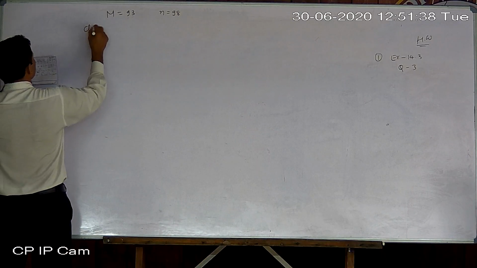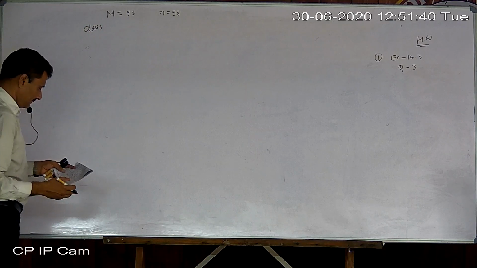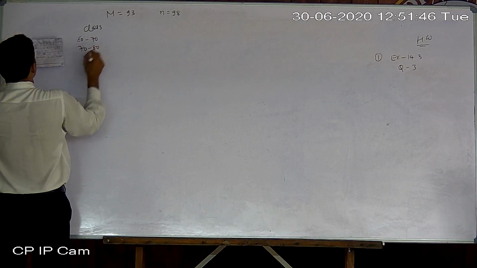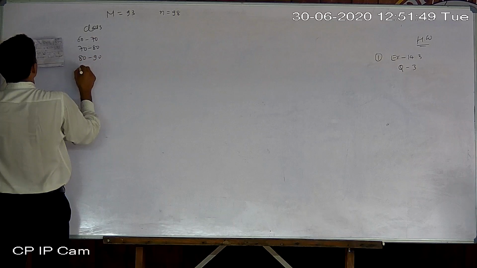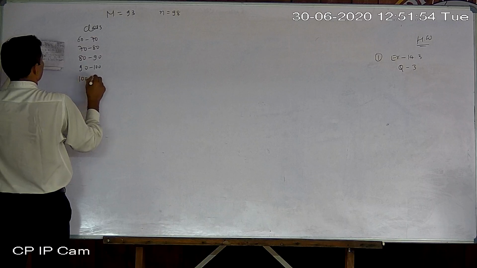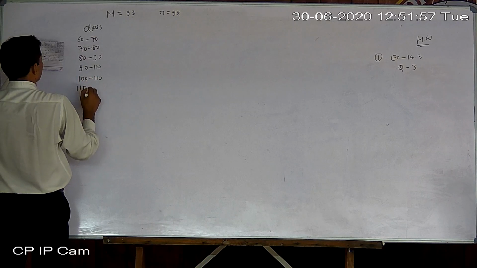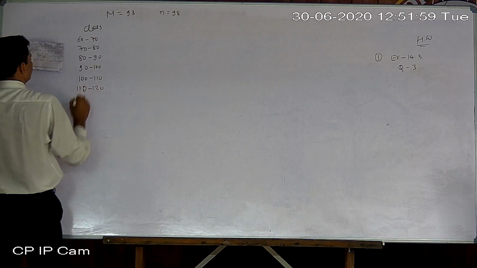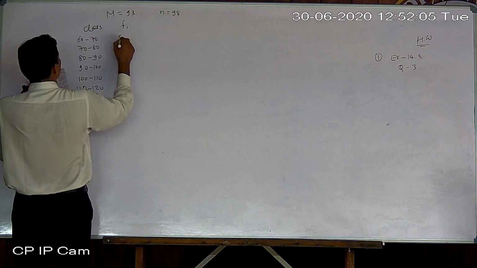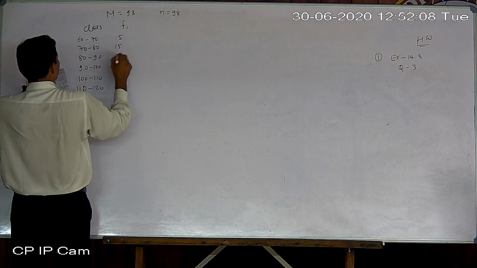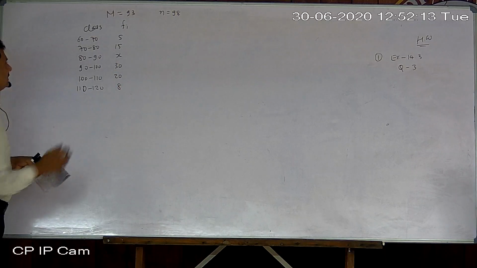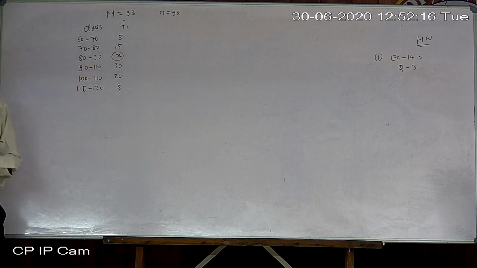Now the class is given, I just write it in tabular form only. So the classes are 60 to 70, 70 to 80, 80 to 90, 90 to 100, 100 to 110, and 110 to 120. Okay, these are the classes. Now the frequency. So Fi equal to 5, 15, x, 30, 20, 8. Okay, one frequency only is missing here, not two.